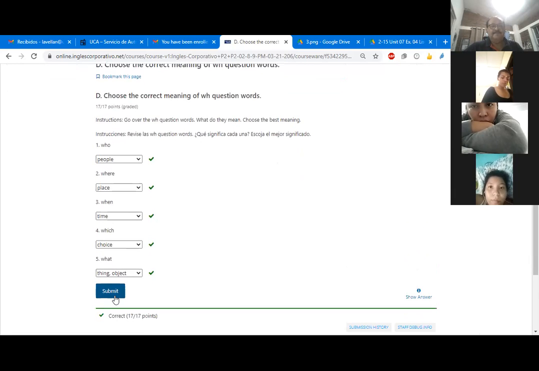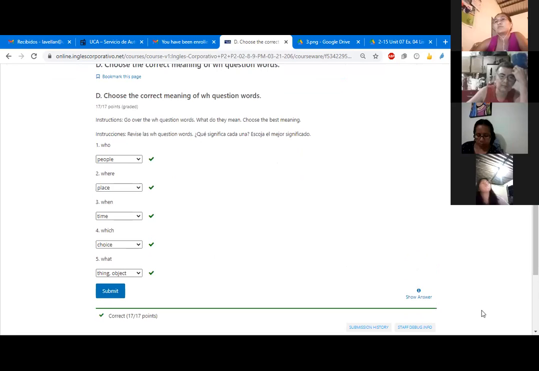There you go. Cada vez mejor. Very good. Congratulations. Okay, good. Now the next one. ¿Hay alguna duda hasta el momento de lo que hemos visto? Si bien es el repaso de los mismos temas, de los frequency adverbs, then we have the vocabulary, also the question words. Okay, is that review?